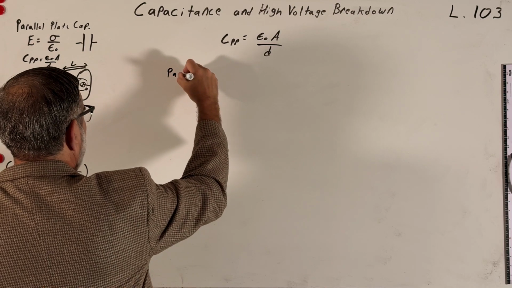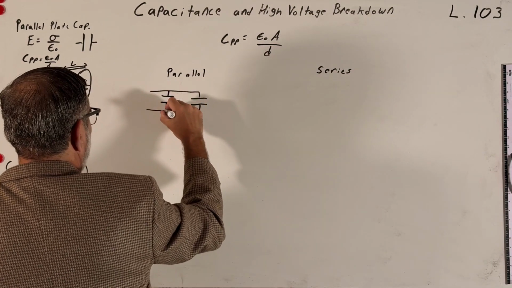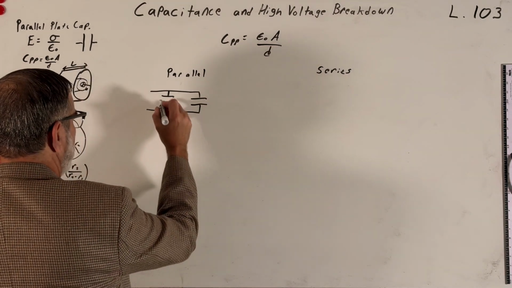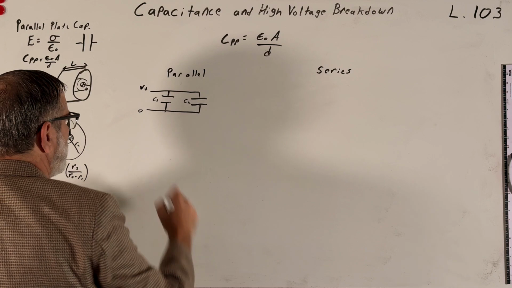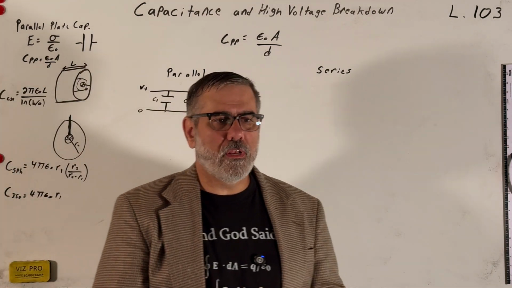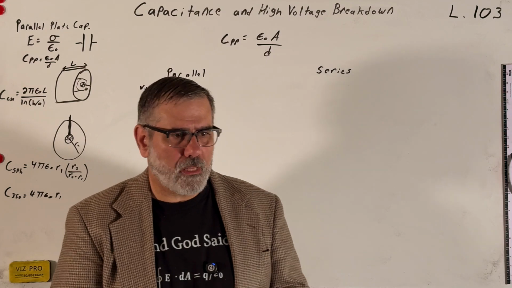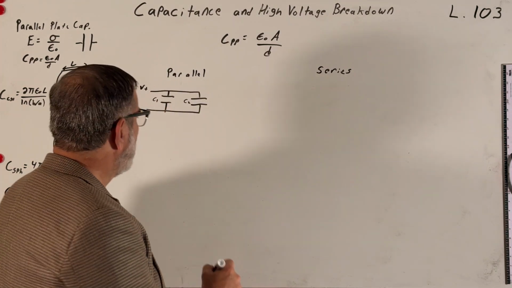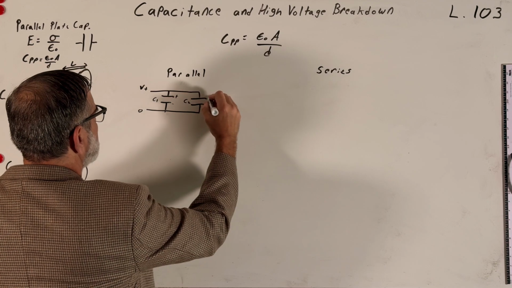We can do them in parallel, or we can do them in series. So what does that mean? Here would be some capacitors in parallel, C2, V plus, and we'll call this 0 potential. We'll usually consider the negative plate to be the 0 potential. That's where we're going to define the electric potential to be equal to 0. So this would be the negative plate, and this would be the positive plates.